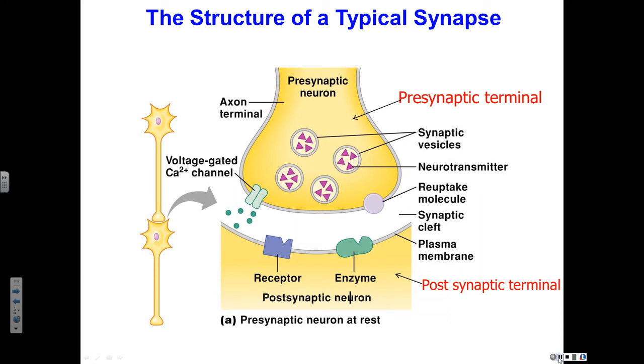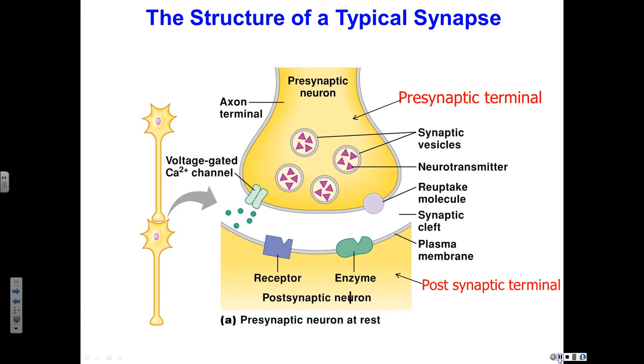Now, why is it a voltage-gated channel? Because what's coming down the axon? You're having an action potential come down, and we'll talk about that in a second. So that's the presynaptic junction. Then there's a cleft here. That's an area that's very, very small, that separates the presynaptic junction from the postsynaptic junction, and that's where the neurotransmitter has to cross.